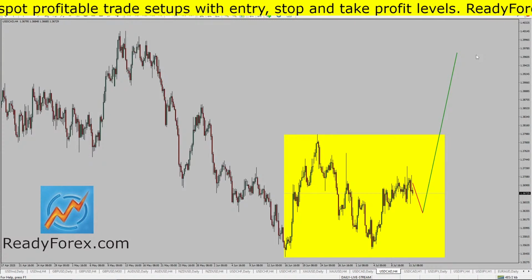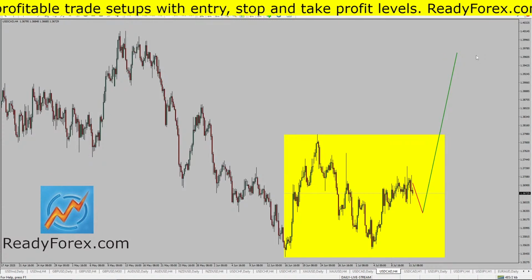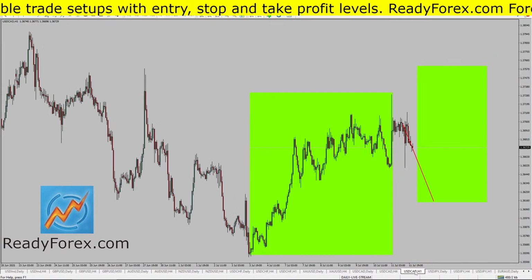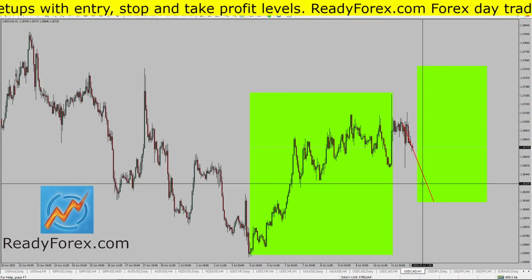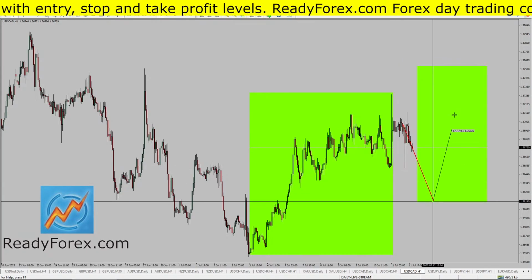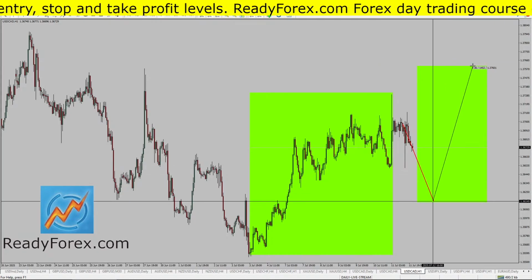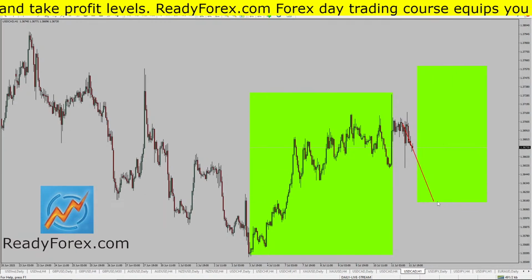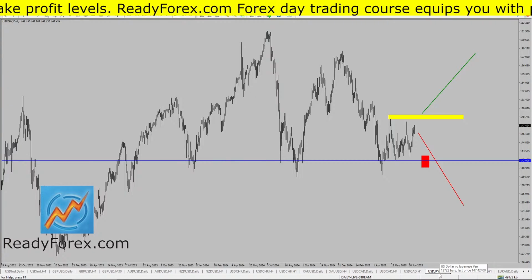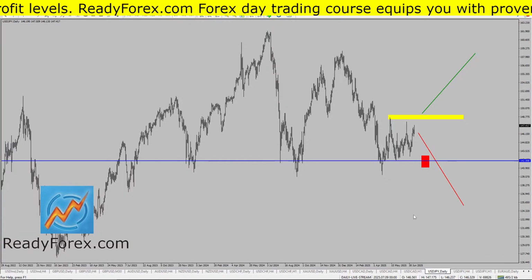Next, let us take a look at the US dollar CAD currency pair, 1 hour. I already told you guys that price action is probably going to drop first, and then expect a bullish leg. The way I see USD CAD, it is probably going to drop more. Next one is the US dollar yen.